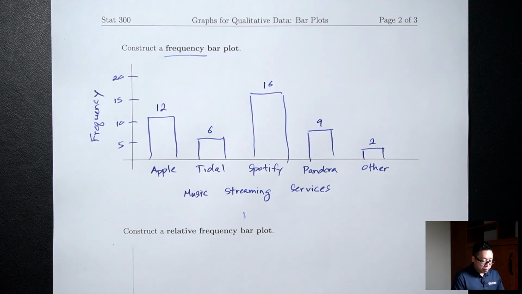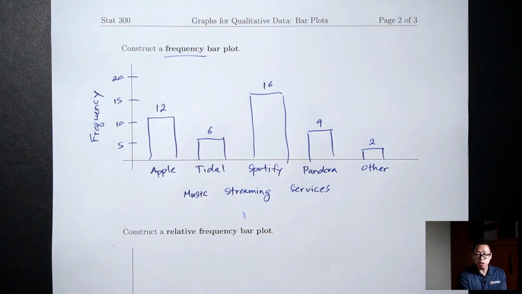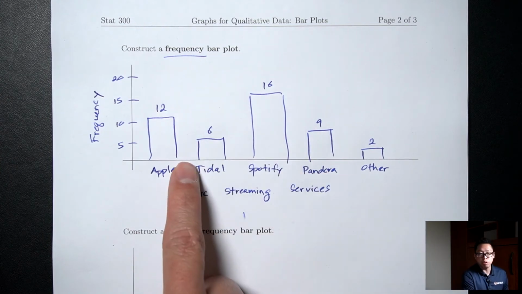Now notice that there are gaps between the bars. You should have gaps. So for qualitative data, bar plots, you should have gaps. This is going to distinguish it from another bar type of graph that we'll talk about in the next lecture for quantitative data. For quantitative data, we're going to do histograms, which is another bar type graph. For that graph, the bars are going to touch, so there are no gaps. For qualitative data, bar plots, you should have gaps.